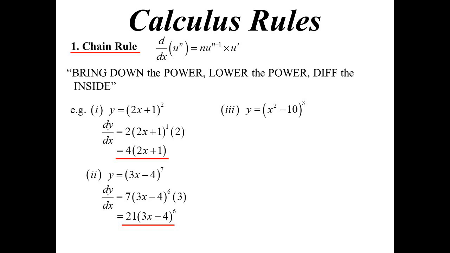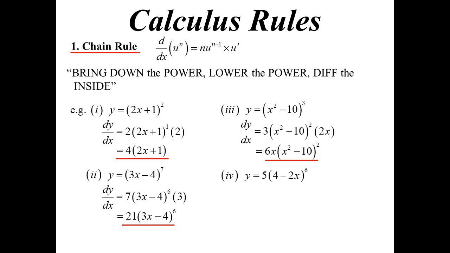So x squared minus 10 to the power of 3: bring down the power, 3, lower the power, 2, diff the inside, in this case that's 2x, tidy it up, 6x times x squared minus 10 squared. Now this one has a number out the front already, but that's alright. When I bring down the power I just multiply. So bring down the power, 6 5s become 30, lower the power, 5, diff the inside, negative 2, so I get negative 60. I just find that so much easier than mucking about with this and going, oh, what's u dash and all that. I just think of it as, bring down the power, lower the power, diff the inside, bang, you got it.